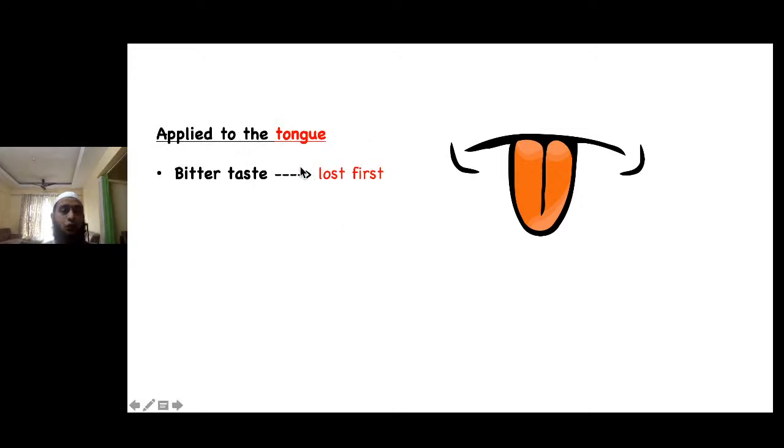Next one, effect on the tongue. So we know that the tongue plays a very important role in the sense of taste. The taste is generally sensed through the presence of taste buds. Taste buds means there is presence of taste receptors. So these receptors feel the sensation of taste, and due to these receptors you feel different types of taste. There are different tastes like bitter taste, sour taste and sweet taste.